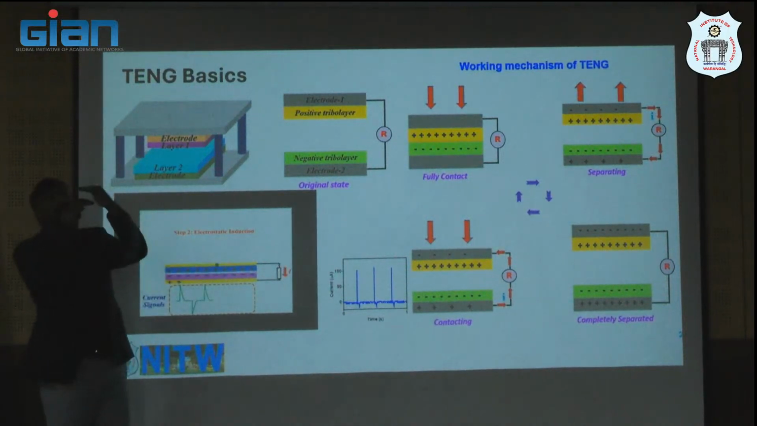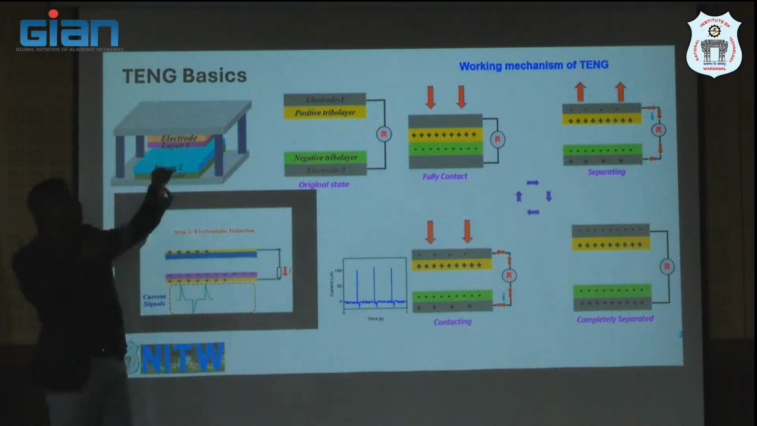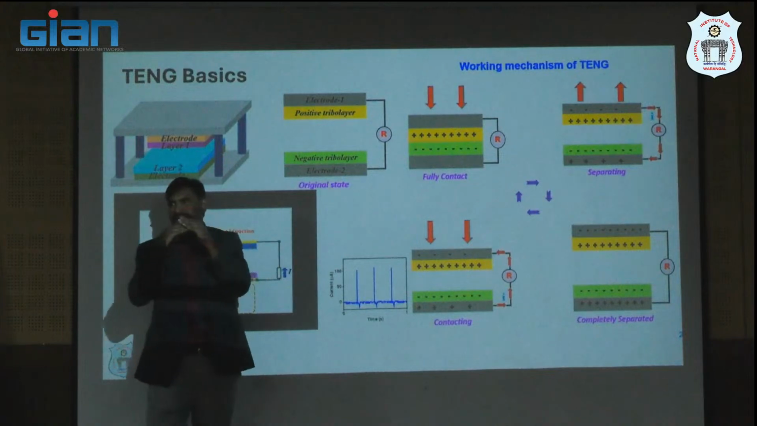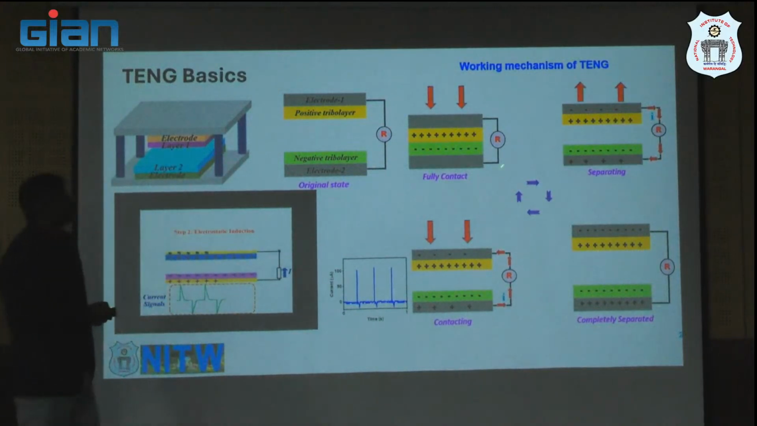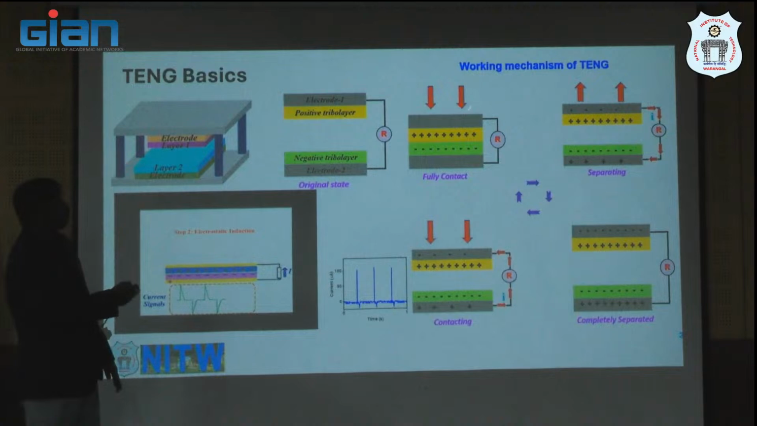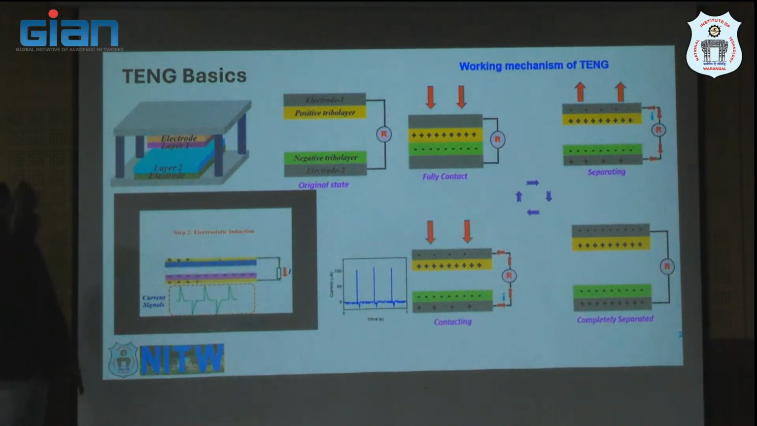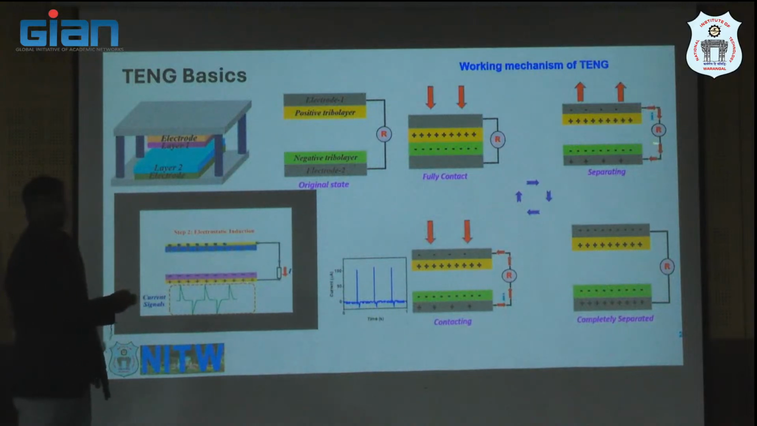Now contact electrification has taken place. After you apply the force, this layer touches here, and we have contact electrification between the two layers. When you remove the force, they start to separate because there is a sponge spacer here. This sponge spacer pushes them up. When the layers separate, there is a potential difference.